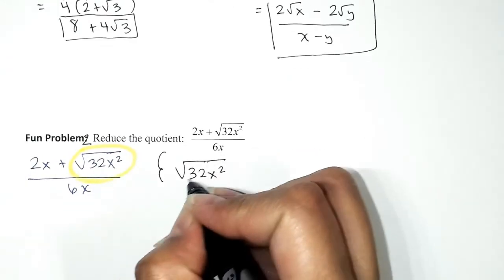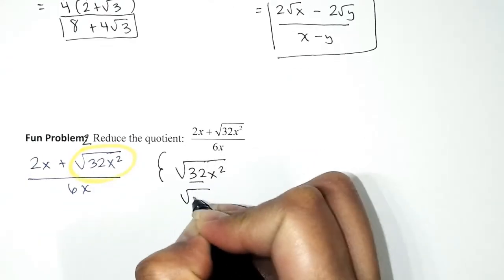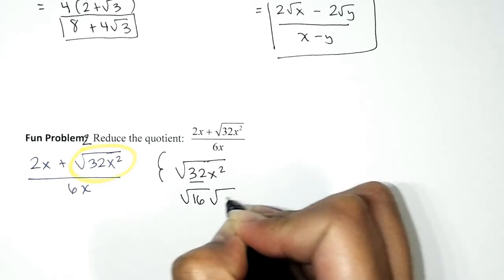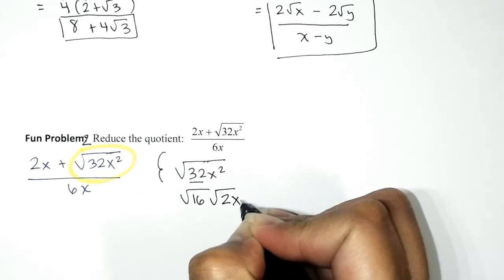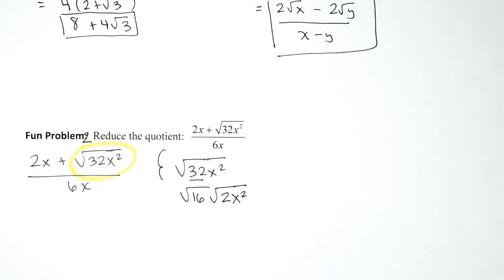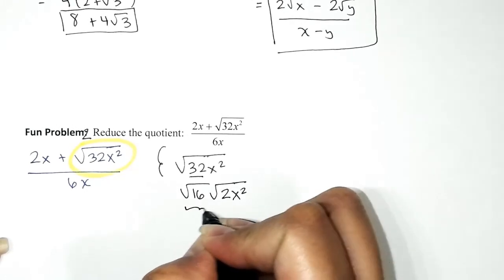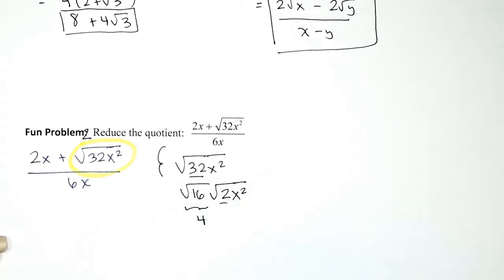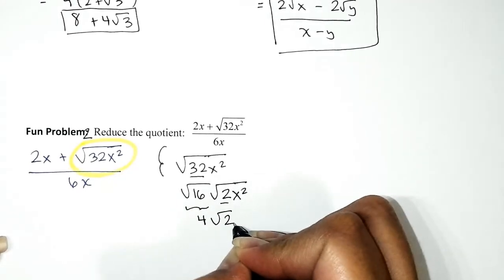So we're going to rewrite the square root of 32 as the square root of 16 times the square root of 2, and that is being multiplied by x squared. Evaluate what you can and then take it from there. The square root of 16 gives us 4. The square root of 2 will stay as the square root of 2.